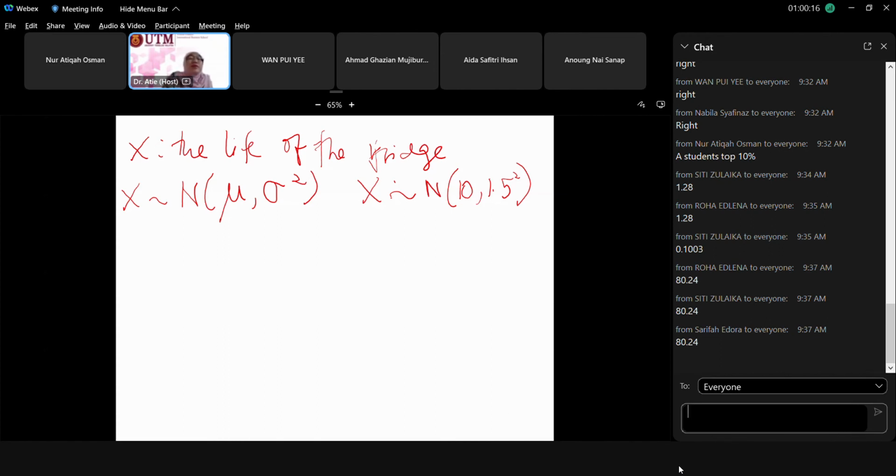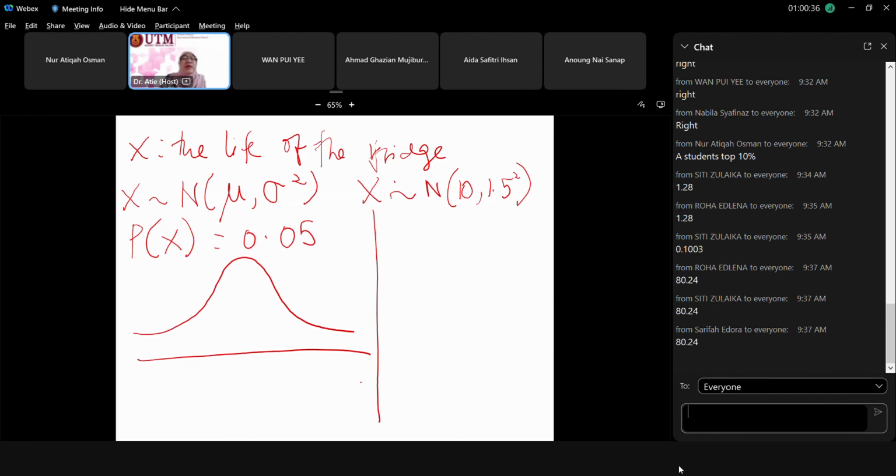So now we have the probability here. In terms of the percentage, we need to convert to the probability, which will be 0.05, okay? So we draw the normal curve. So now we can see, right? Now we need to decide where actually this 5% is. Is it on the left or on the right? What do you think?